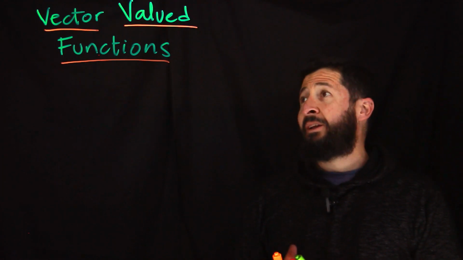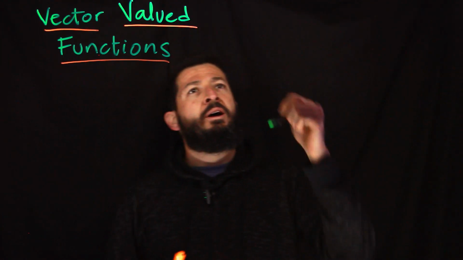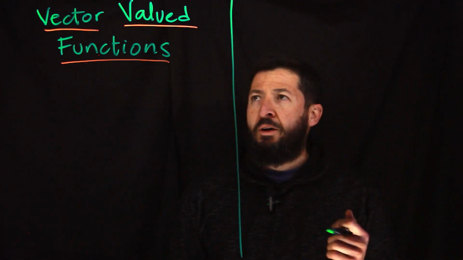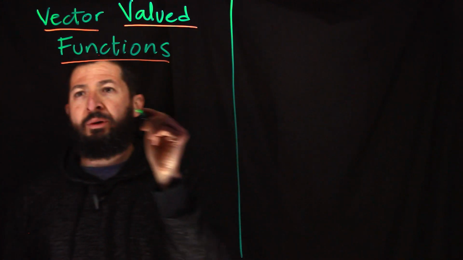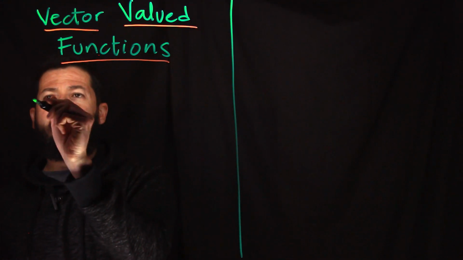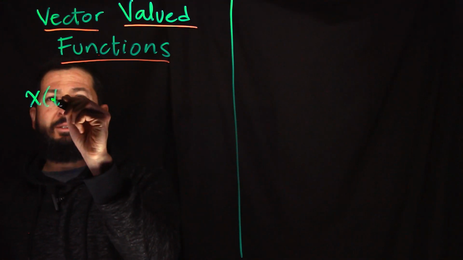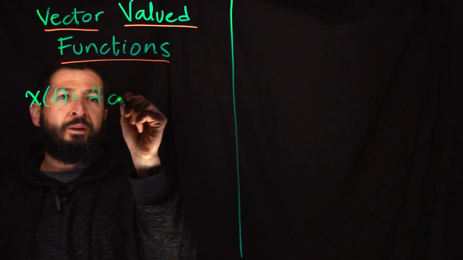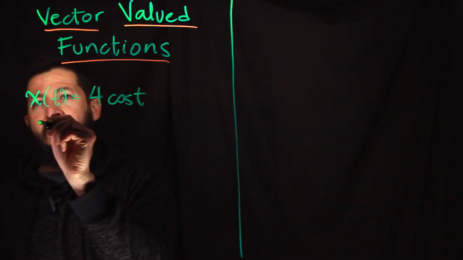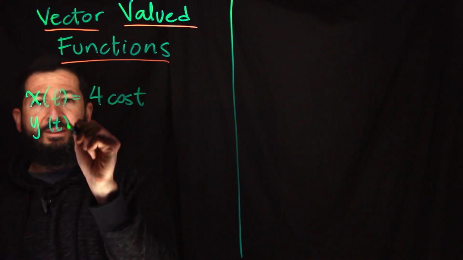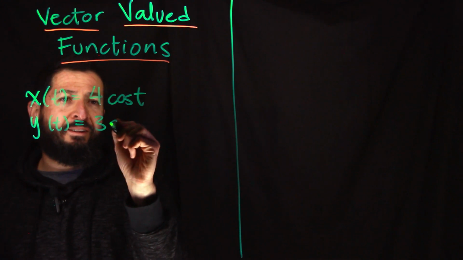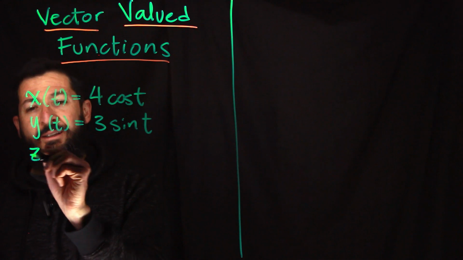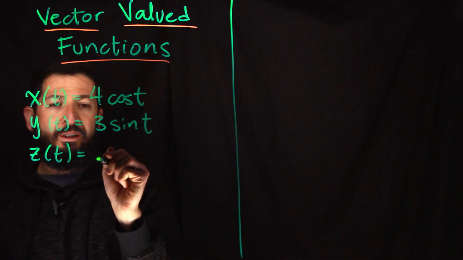Alright guys, today we're going to talk about vector valued functions, although we kind of have already talked about them. Why? Well, because remember when we talked about parametric curves, we said that say we had x of t equals some function, let's say for example 4 cosine of t, and then y of t we said was 3 sine of t, let's say. And then we had z of t equals t.